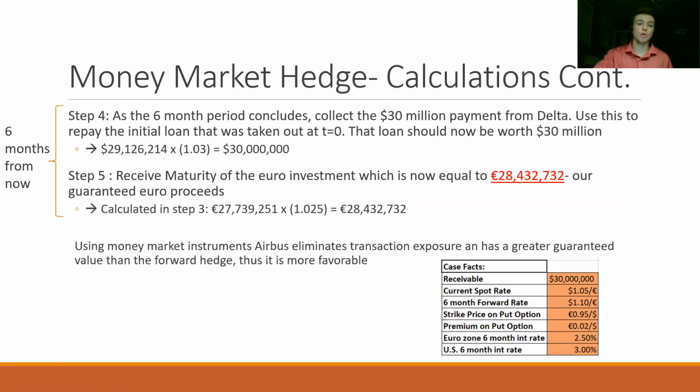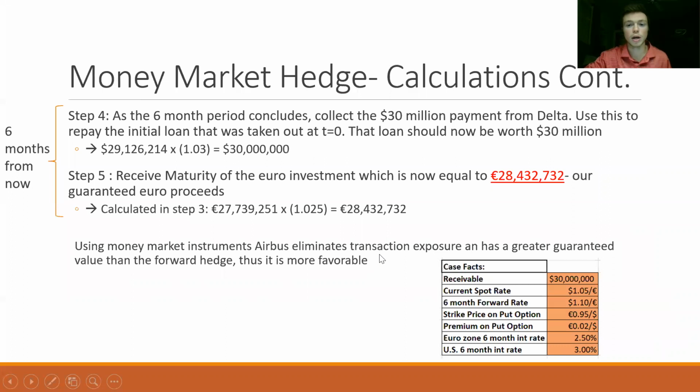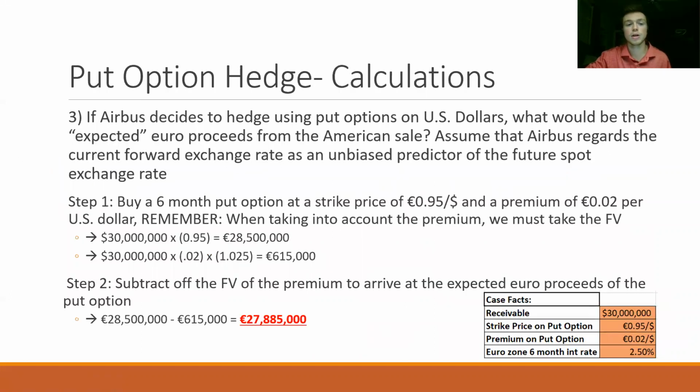So using money market instruments, Airbus again eliminates transaction exposure completely, and it has a greater guaranteed value than the forward hedge. So in this case, it's more favorable. So this 28 million is greater than this 27 million. So if these were the only two options we had, we'd want to go with the money market hedge.